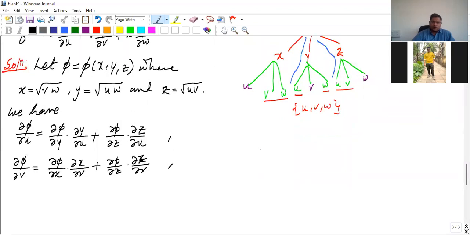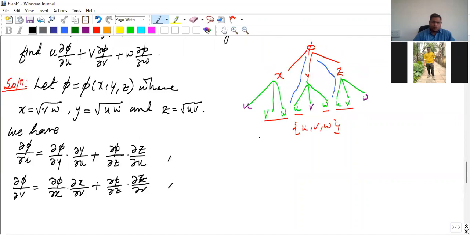So for w, we'll have ∂φ/∂w = ∂φ/∂x · ∂x/∂w + ∂φ/∂y · ∂y/∂w. As z does not contain w, the derivative of z with respect to w is going to be 0, and that's why we don't have to write that term. So let us avoid it.